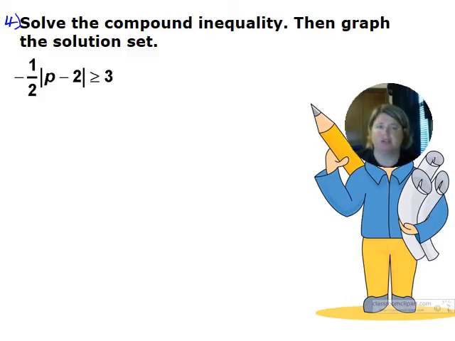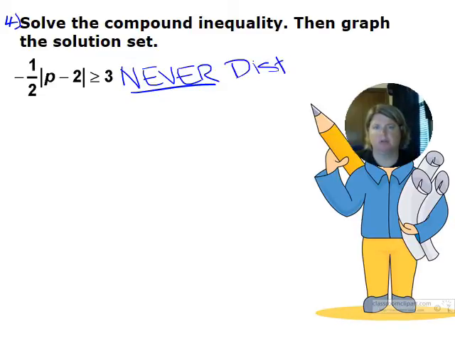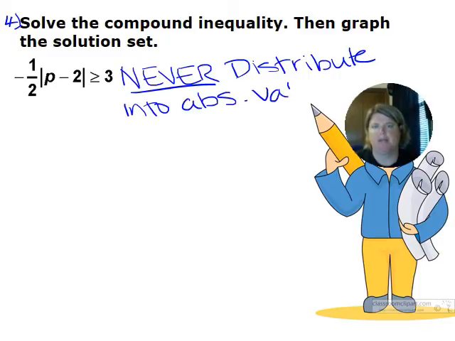All right, let's write this down in big, giant, bold letters. Never, ever, ever, ever, never distribute into absolute value. You cannot do that, right? You can't distribute. That is illegal. So write this down, bolden it, highlight it, do something so that you don't forget that.